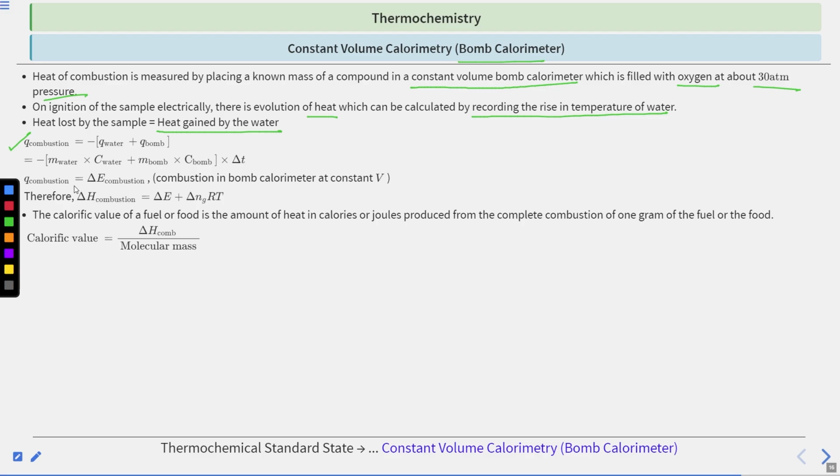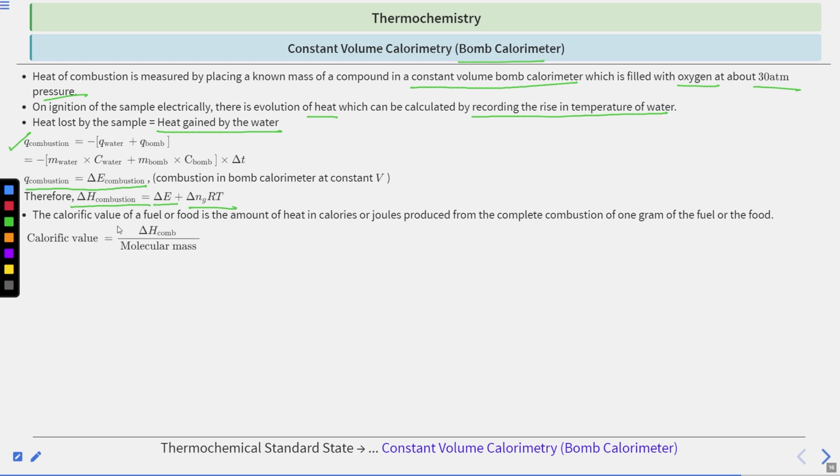So Q of combustion will be equal to ΔE of combustion, that is combustion in the Bomb Calorimeter at constant volume. Therefore, ΔH of combustion will be equal to ΔE plus ΔngRT. So these are some experimental derivations we use in the Bomb Calorimeter phenomena.